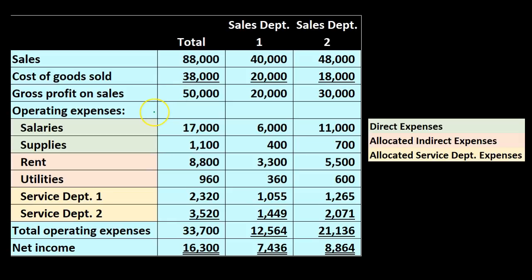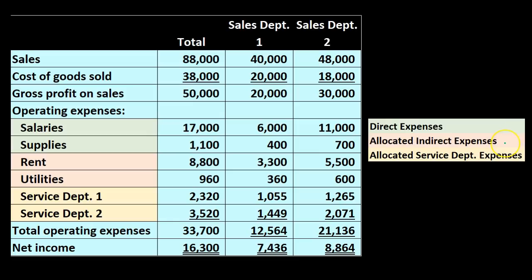And then typically in a normal type of income statement, we would have the operating expenses, which we're going to be pulling from the worksheet: the salaries, the supplies, the rent, the utilities, and then we have the service department 1 and 2, which we allocated out to the 2 sales or operating departments. Now, we can see the items in green are going to be those direct expenses.